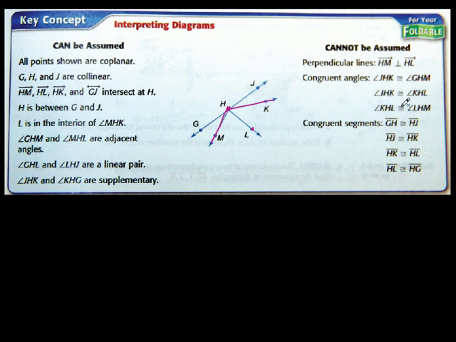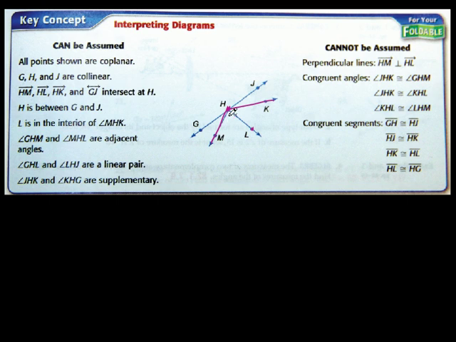Here's some things that you cannot assume. Look at HM and HL. HM and HL, look at that. It almost looks like it could be a right angle, doesn't it? But you can't assume it. What is the only way that you can tell if two lines are perpendicular? If they put that little box. For instance, if they put that little box right there, you could say that GH and HL are perpendicular, but they don't have the box there.